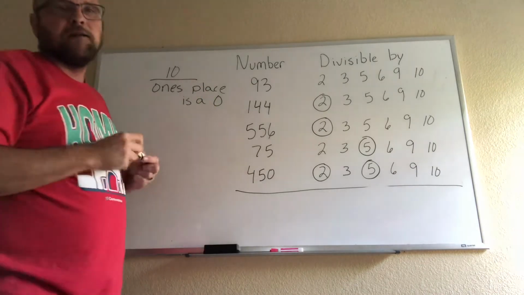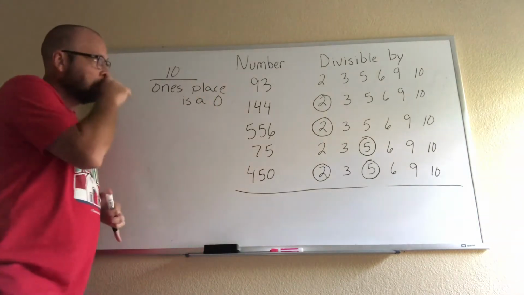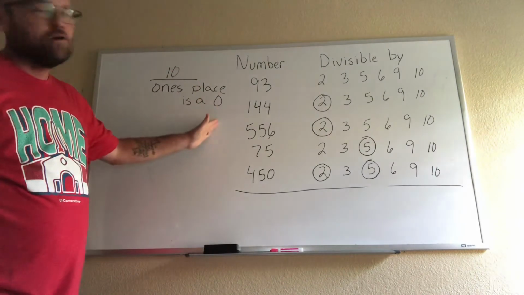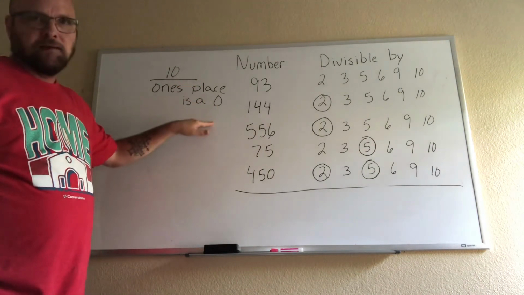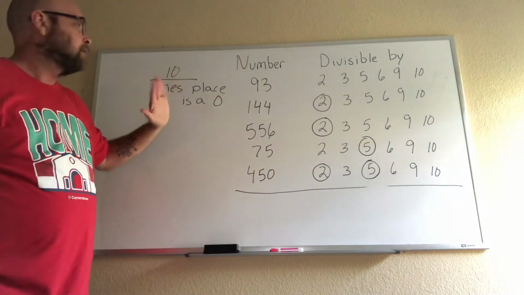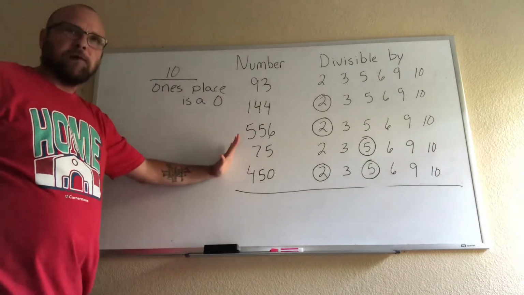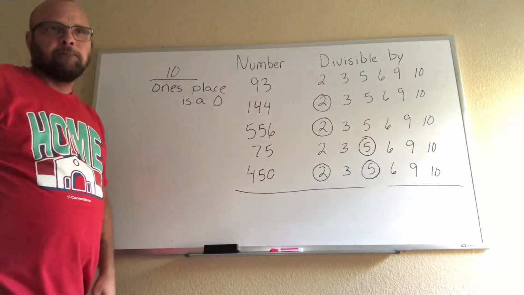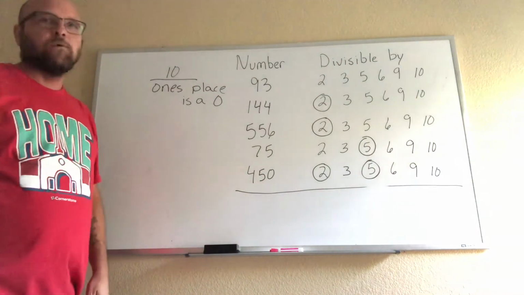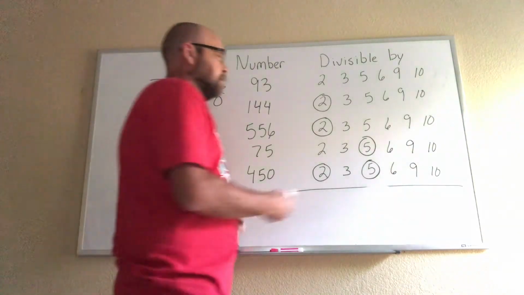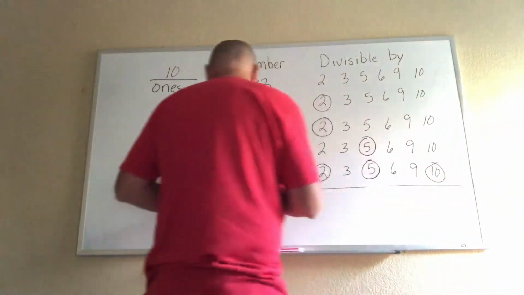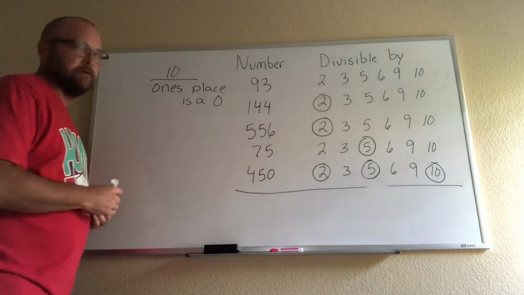The rule for 10 is similar to 5. It has to have a 0 in the ones place to be divisible by 10. So, Arian, are there any of these divisible by 10? Yeah. Okay, tell me the ones that are divisible by 10. 450. That is the only one that's divisible by 10.